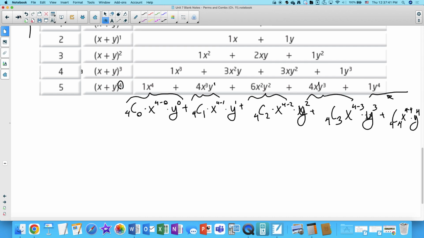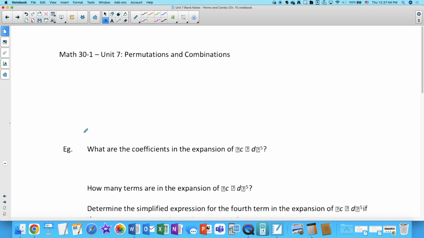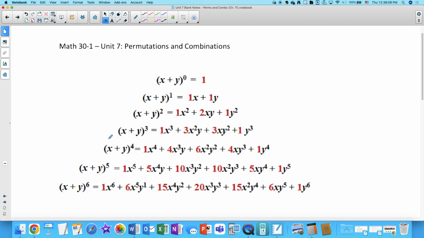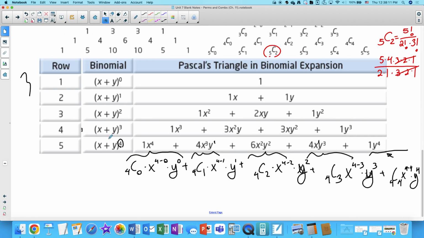Okay? And in general, if you're looking at the expansion x plus y to the n, the term, actually let's just go back here. What I'm going to do is call this guy term 1. This is term 2, term 3, term 4, and term 5.